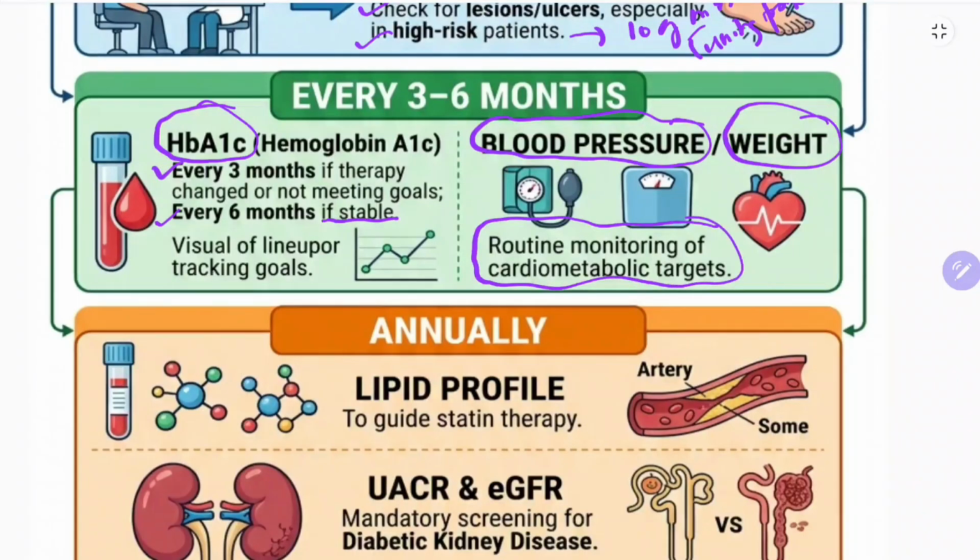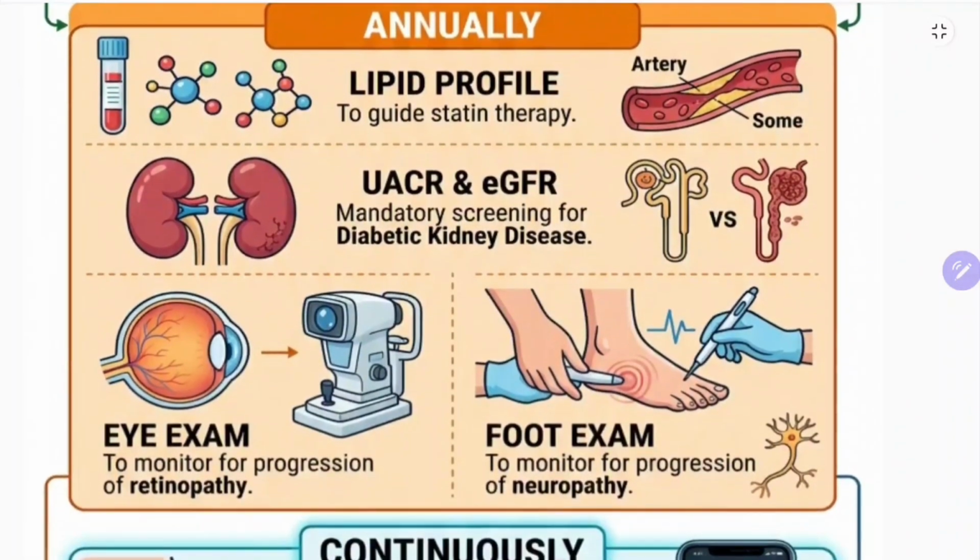Okay, annually, yearly, what you should do? So yearly you should measure the lipid profile. So this gives you a measure of vasculopathy, large vessel, macrovasculopathy. Okay, so lipid profile, and it will help to guide statin therapy.